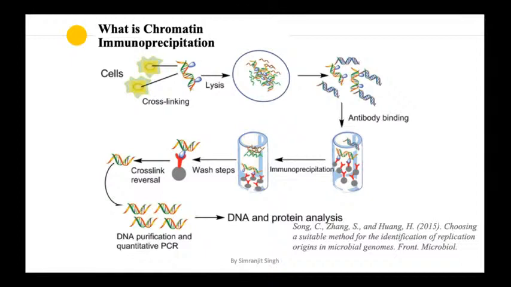So in the chromatin immunoprecipitation, what we do, we have cells, and the cells are cross-linked for the antibody binding assay. So we first lyse them. So we have breakup of DNA, and then antibodies bound to them. And after the antibodies are bound, a washing step is there, and you can see your DNA with the proteins interacted to them. They are being bound out, and then you reverse the cross-link, then you purify them, and you have quantitative PCR, and then you have DNA and protein analysis afterwards.